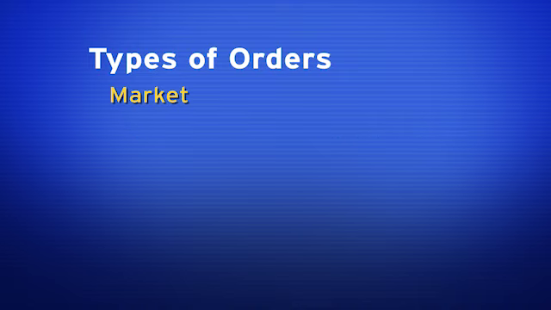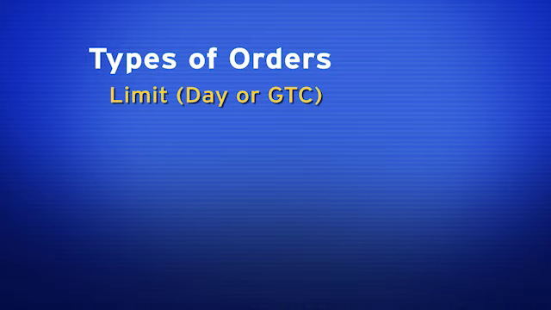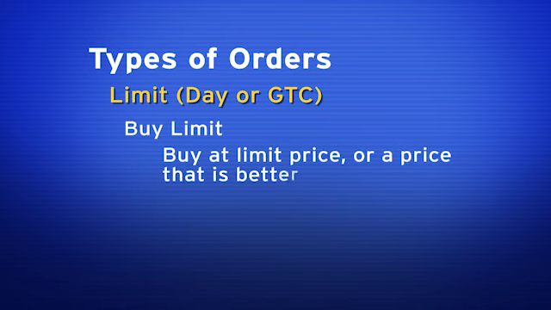Let's take a look at a limit order. We could enter a buy limit or we could enter a sell limit. Let's start with a buy limit. With a buy limit order, the investor is going to buy at their limit price. They determine their limit price or some price that is better.